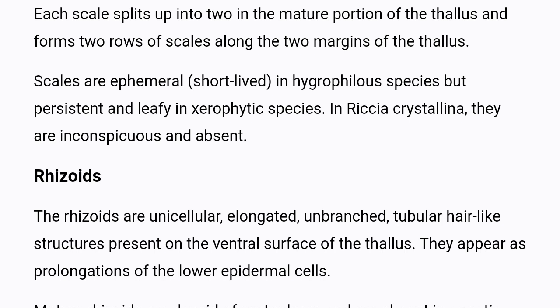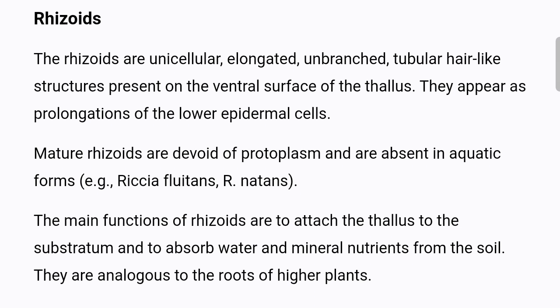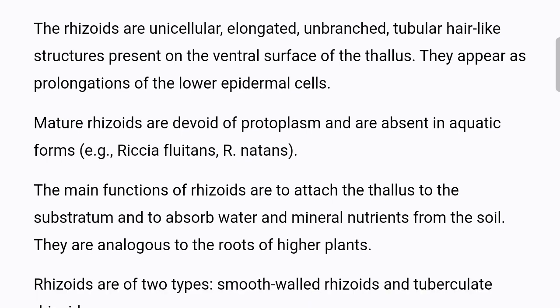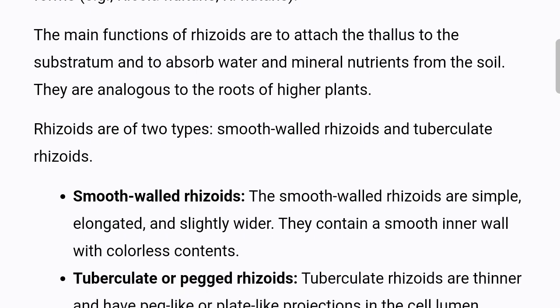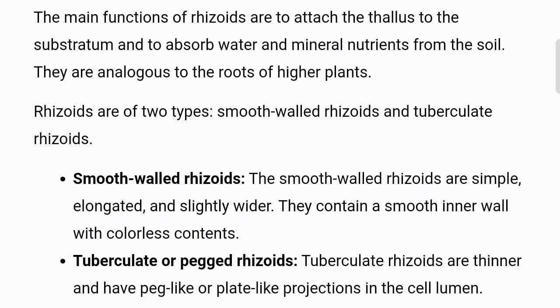Rhizoids. The rhizoids are unicellular, elongated, and branched, tubular hair-like structures present on the ventral surface of the thallus. They appear as prolongations of the lower epidermal cells. Mature rhizoids are devoid of protoplasm and are absent in aquatic forms. Examples: Riccia fluitans, Riccia natans. The main functions of rhizoids are to attach the thallus to the substratum and to absorb water and mineral nutrients from the soil. They are analogous to the roots of higher plants.